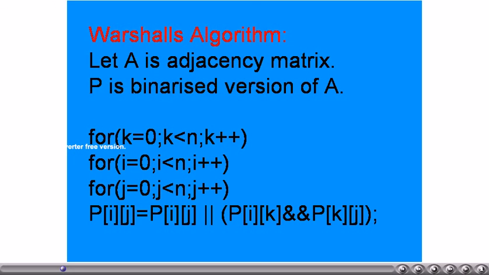Initially, the path matrix P is considered as the binarized version of the adjacency matrix. From that we start, and by running the for loops shown in this slide, we get the final path matrix P. The complexity is very low compared to the previous method of calculating A power n and then applying binarization for that. That may require a lot of effort, whereas this one doesn't require much effort.